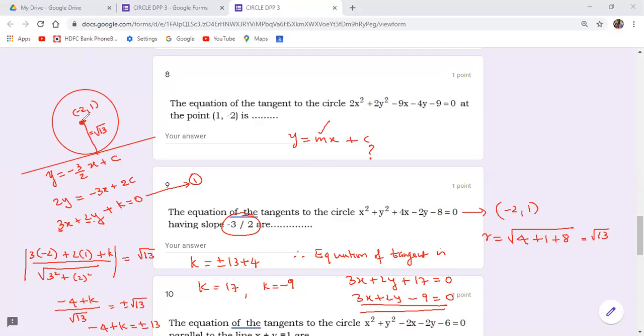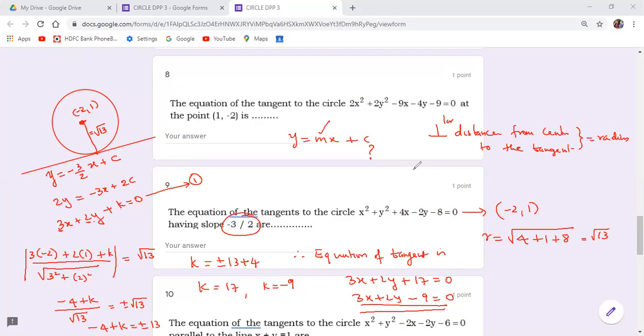We have to find the perpendicular distance from the center to the tangent. What will you apply? Distance. Even if you don't use the word perpendicular, it's okay. Distance from center to the tangent equal to radius. Use this and get c's value.